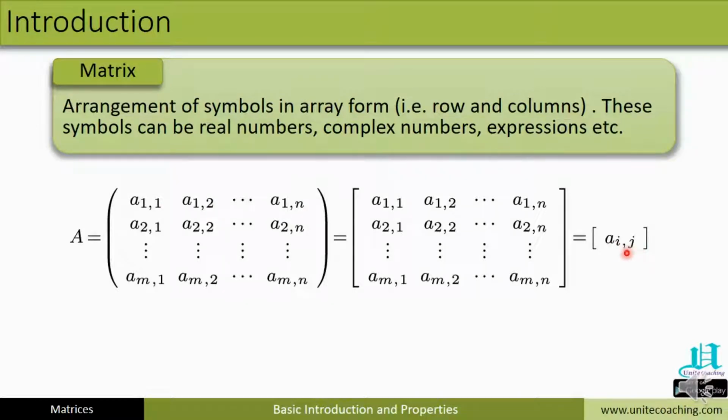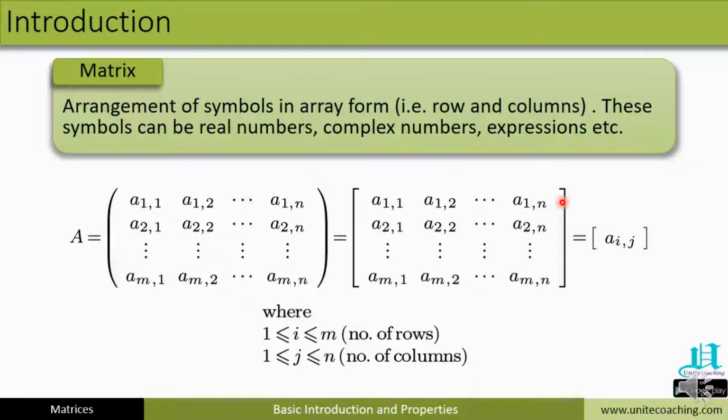This means we can vary the value of i from 1 till m and the value of j from 1 till n. So i is greater than or equal to 1 and less than or equal to m, where m represents the number of rows, and j is greater than or equal to 1 and less than or equal to n, which means j can be varied from 1, 2, 3 till n, where n represents the number of columns.